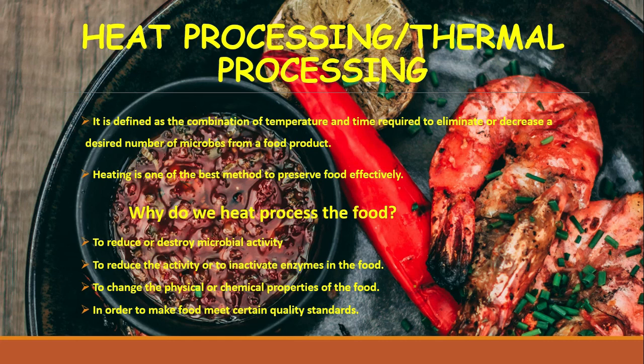Why do we heat process the food? For what purpose do we heat the food? To reduce or destroy microbial activity, to reduce the activity or inactivate enzymes in the food, to change the physical or chemical properties of the food, and the last one is to make food meet certain quality standards. That is all about heat processing.